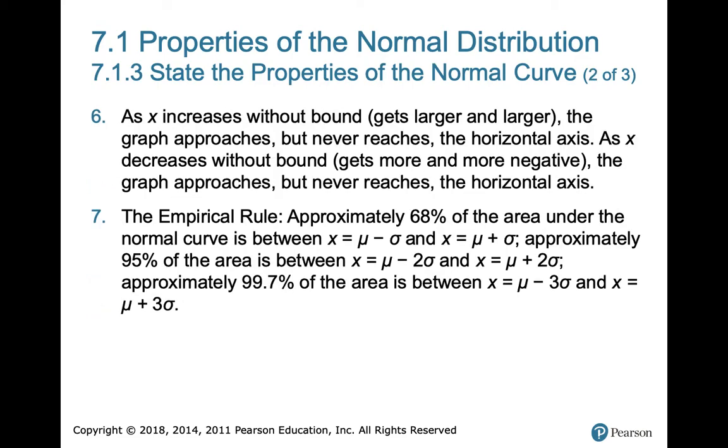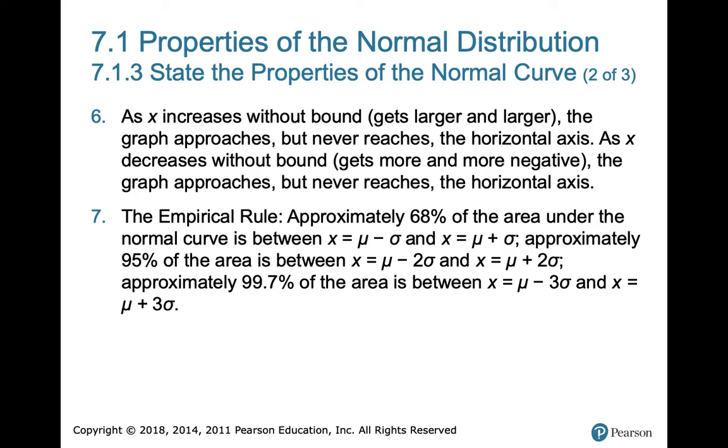As x gets bigger and bigger forever, we approach what we called in algebra an asymptote. The graph will get closer and closer to the horizontal axis, but we'll never actually reach it, because one of the characteristics of a probability curve is that it always needs to be greater than or equal to 0. So it'll get closer and closer to that 0 line.